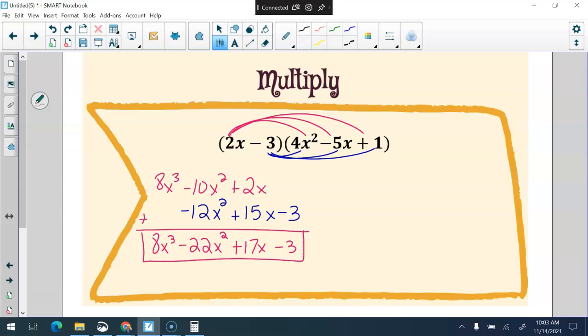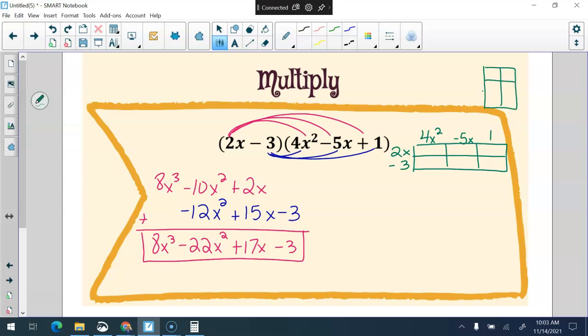If you did it with the box method, I really like doing it this way more than the vertical way. Whatever you'd like to do. Negative 5x and positive 1. If you wanted to do it this way, it does work as well. Maybe you challenge yourself by doing that.